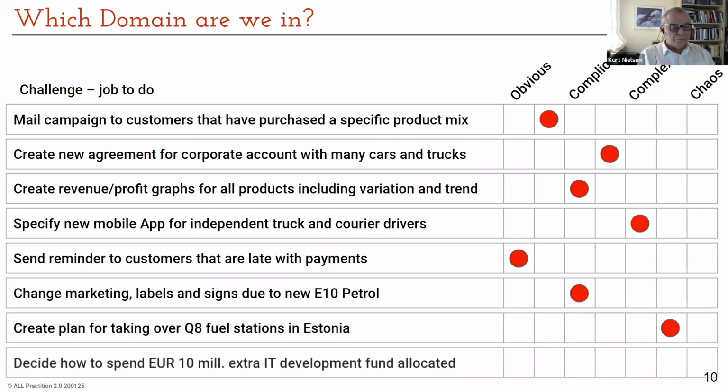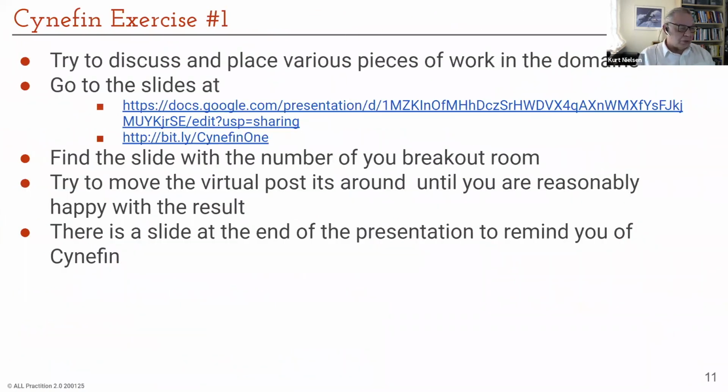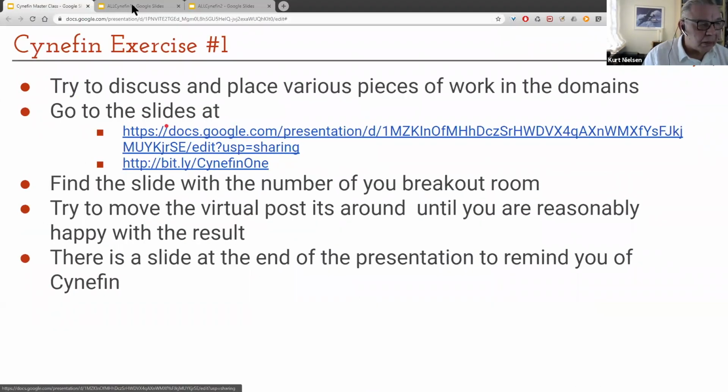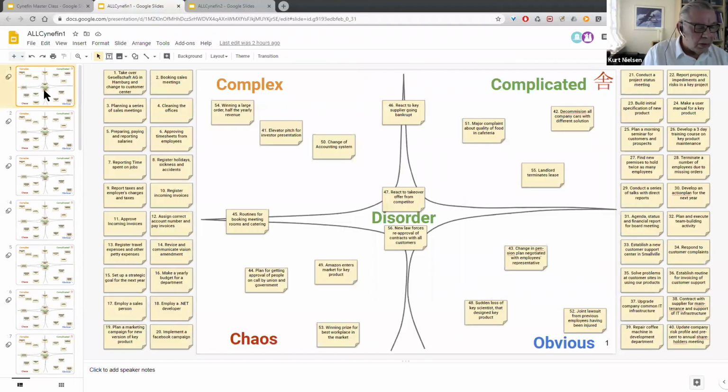but we can actually do an exercise on this. So the exercise now requires you to jump into Google Presentation, where you can move around little virtual Post-it notes, and I'll just bring it up here and show you what you're going to see when you jump in there. So in this document, everyone goes to the slide with their breakout room number.